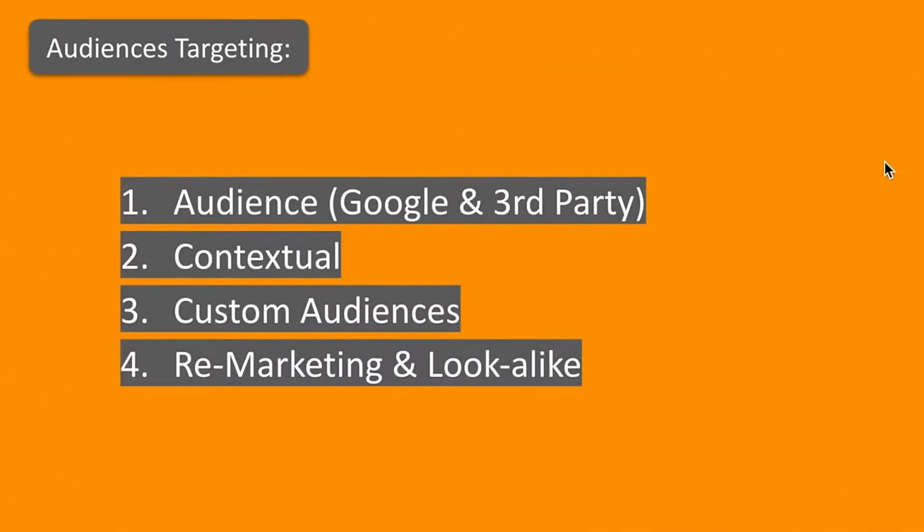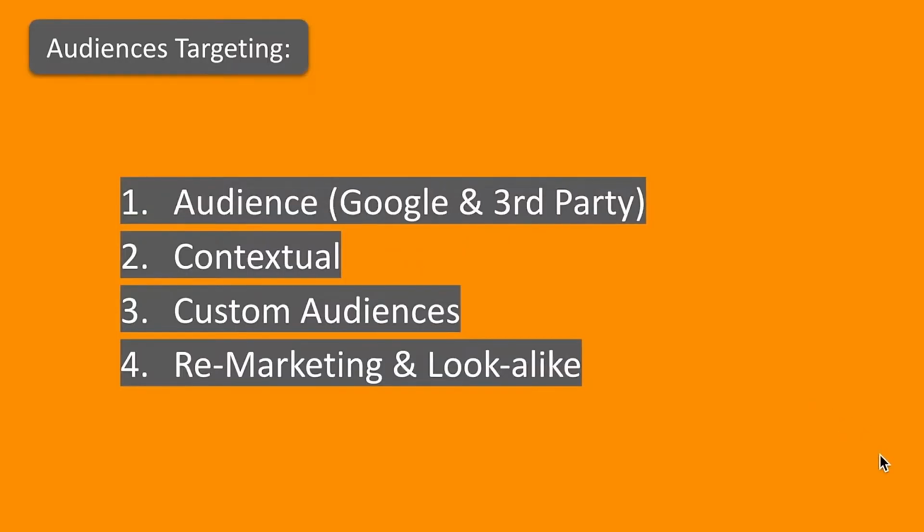Now whenever we create an insertion order, I usually create 4 different line items. So we use our targeting strategy like this. This you can use and it has always worked for me. So in my insertion orders, we usually always create 4 different line items with 4 different targeting strategies. The first one here is audience, where we target Google and third-party audiences.